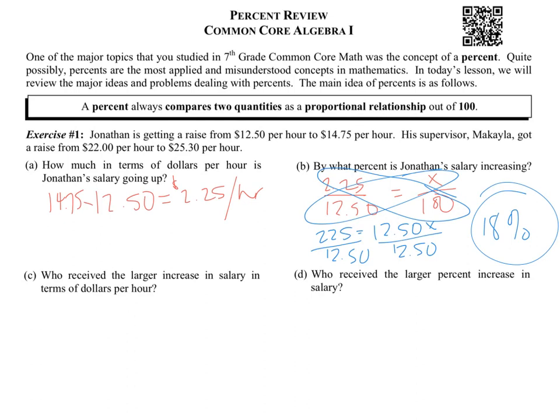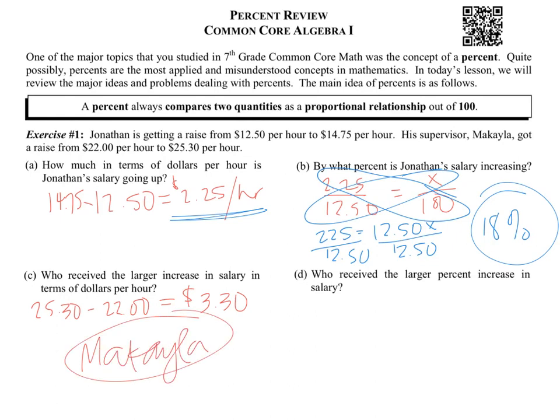The next part said, who received the larger increase in salary in terms of dollars per hour? So now we need to figure out Michaela's, because this one right here is Jonathan. Michaela used to get paid $22, and now she gets paid $25.30. So she gets paid $3.30 more, so obviously Michaela has more of an increase.